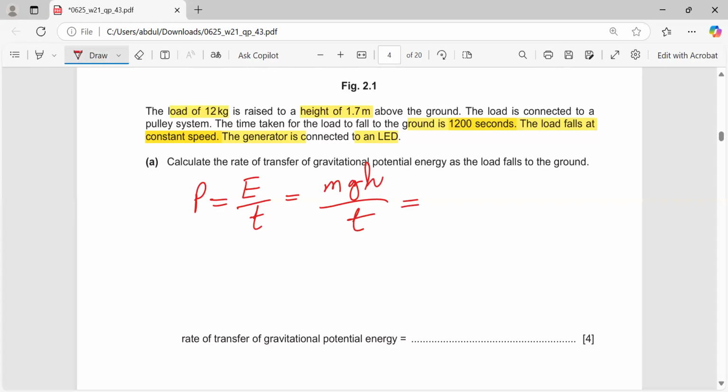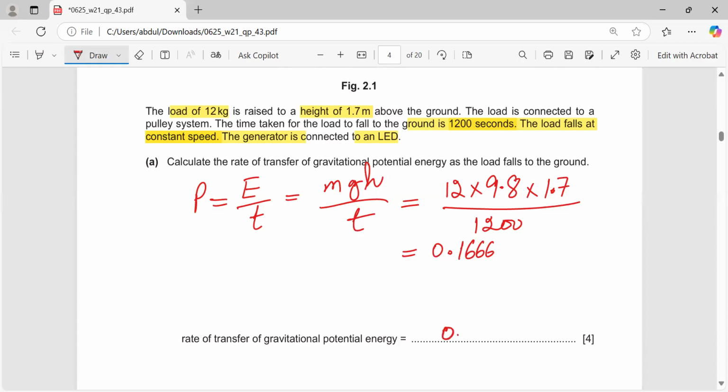All the data is with us. Mass is 12 kilogram. Value of g, we will use 9.8, no more 10. And height is 1.7 over 1200. And as we are simplifying, answer comes to be 0.166. So we can write it 0.17, and it is rate of transferring energy, so you can call it watt.